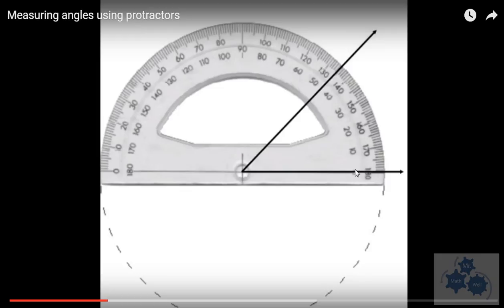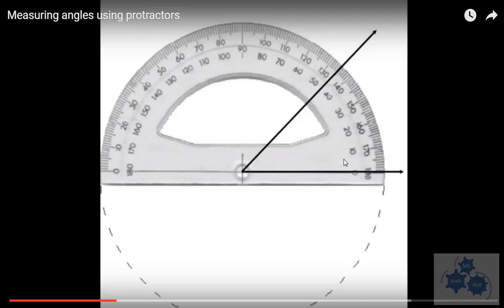Now you're going to start from 0 and count up. What's the measure of this angle right here, using the protractor? Anybody? Okay. I've heard two answers, 45 and 135. 145 is nowhere near.